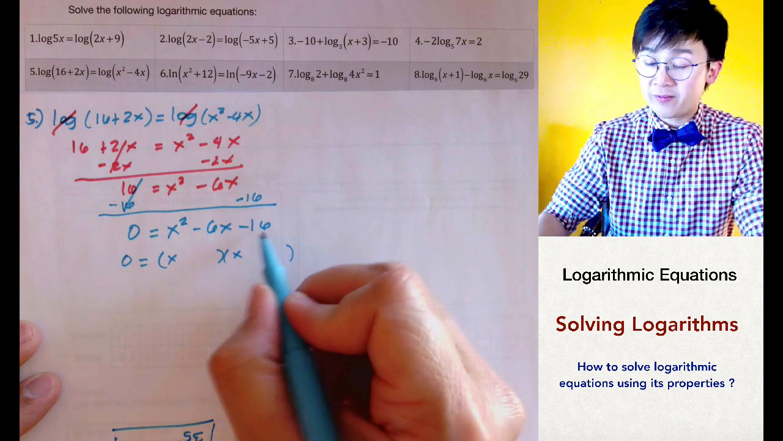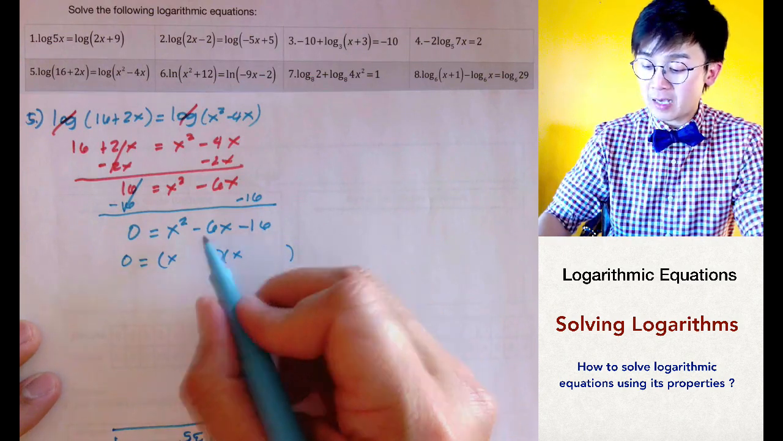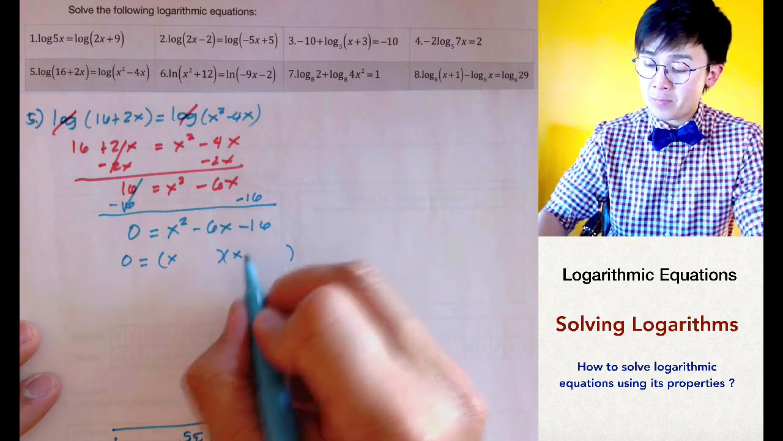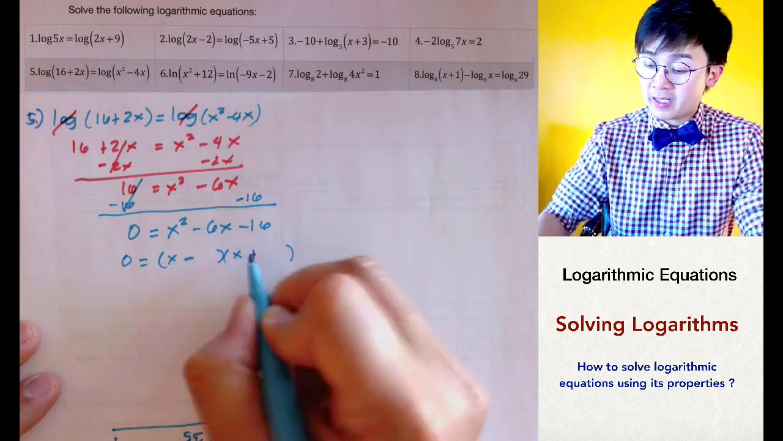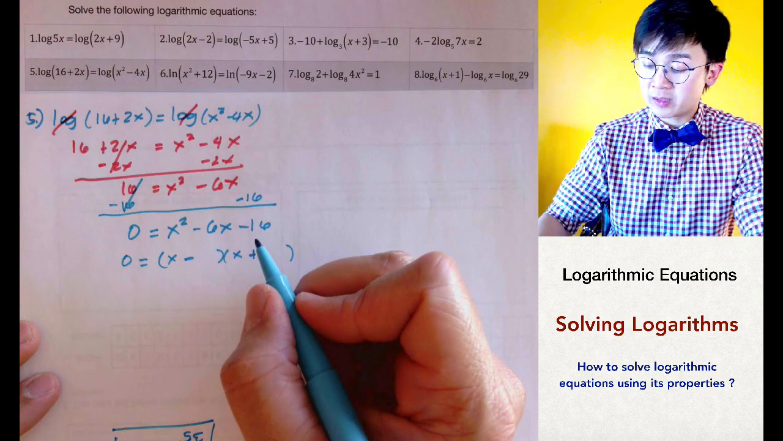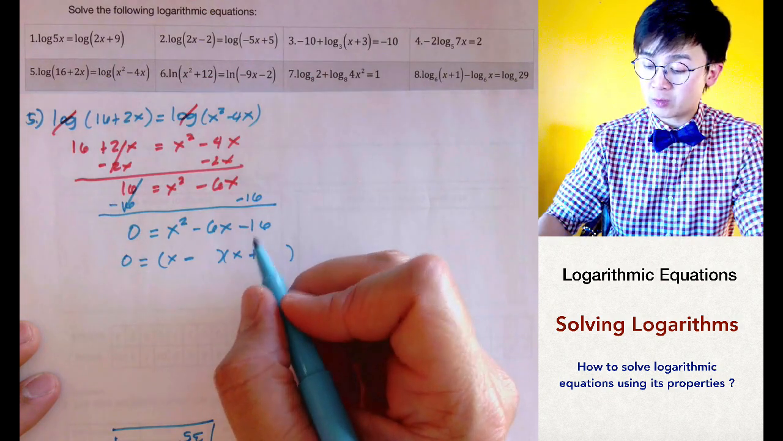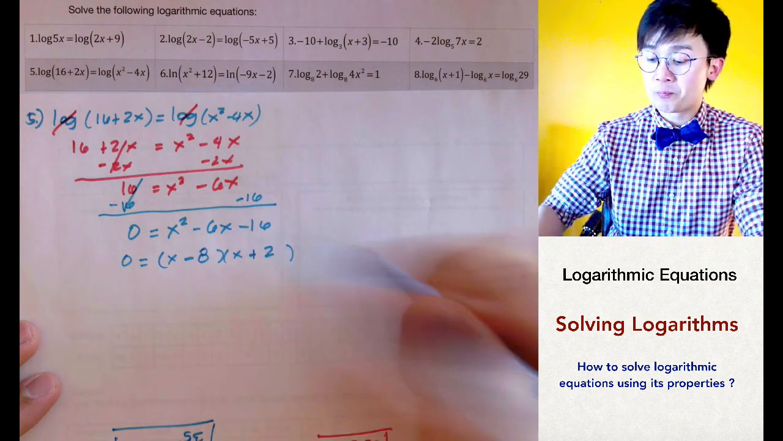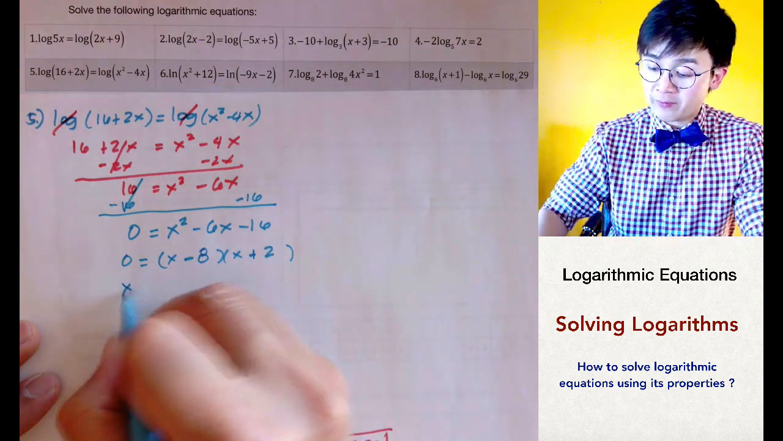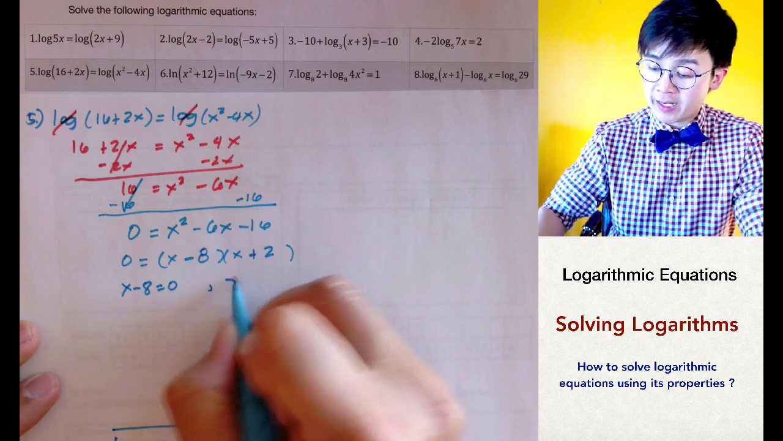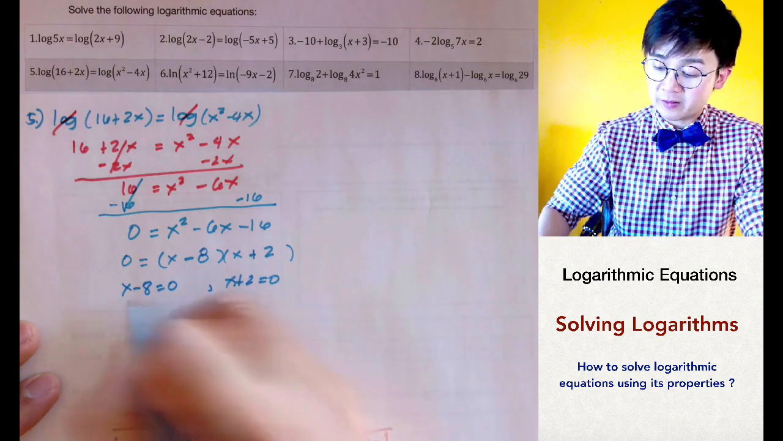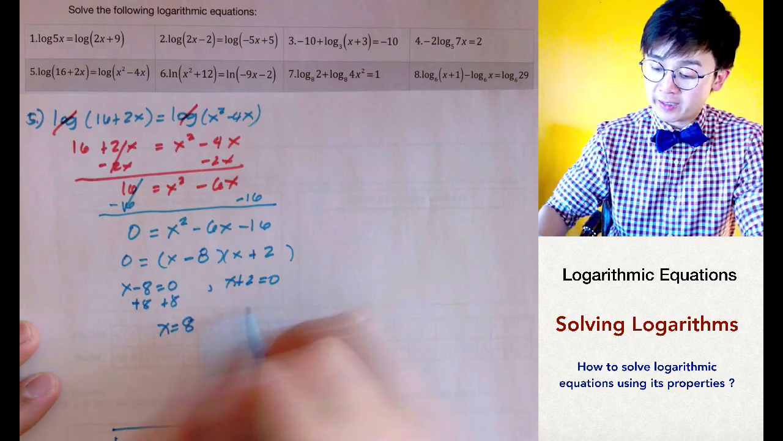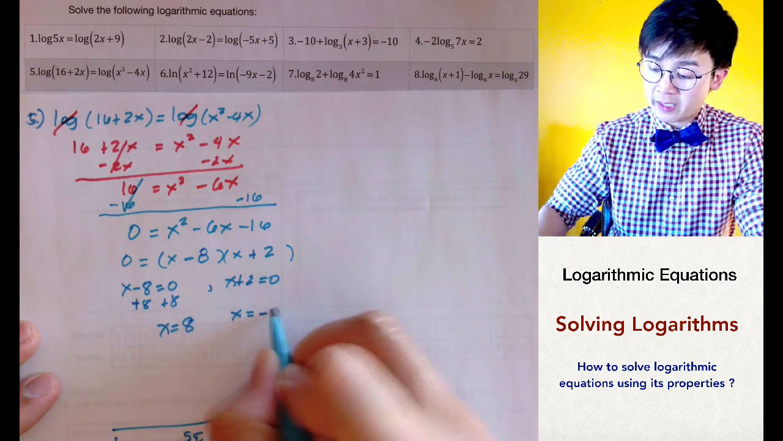So yung factors ng negative 16 na magkakaroon tayo ng negative 6 would be positive and negative 8 and 2. So 8 times 2 is 16, and then when you subtract it will equal to 6, pero kailangan negative yung 8 at positive si 2. So by zero product property, we have x minus 8 equals 0 and x plus 2 equals 0. So add 8 on both sides, so x is equal to 8 and x is equal to negative 2.